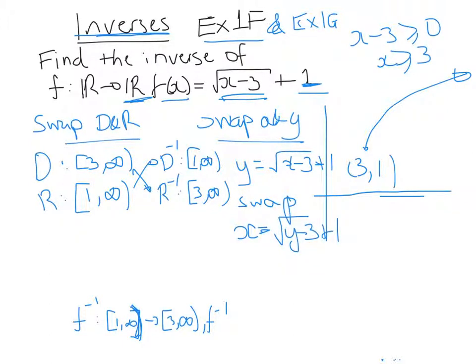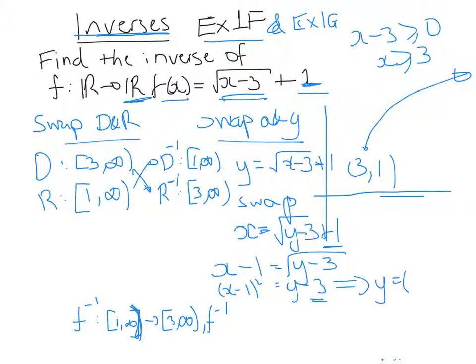Well, that means that if we switch this 1 around, we'd have x minus 1 is equal to the square root of y minus 3. And then if we squared both sides, we'd have (x minus 1) squared is equal to y minus 3. And then if we took this minus 3 to the other side, we'd have y is equal to (x minus 1) squared plus 3. And that would be the equation for the inverse. (x minus 1) squared plus 3.